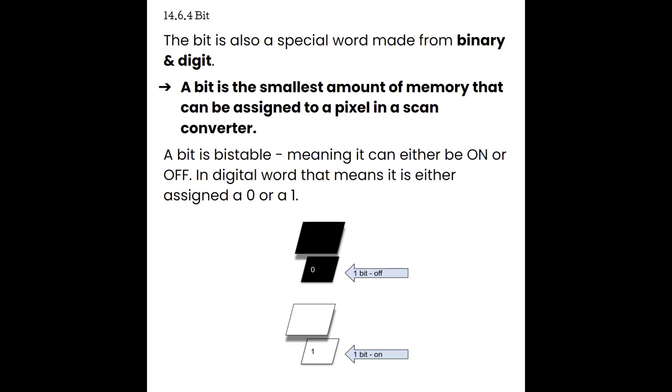The second component of the scan converter is how many bits of memory are assigned to the scan converter or assigned to the memory. Bit is also a special word made from binary and digit, and the bit is the smallest amount of memory that can be assigned to a pixel in a scan converter. So remember, we have all those tiny little squares in our checkerboard, and they're only allowed to be one color. So if we are only assigning one bit of memory, then the only thing that one pixel can be is either on or off, black or white. So that means that it is bistable. The bit is either on or it is off. And in a digital world, it means that it is either assigned a 0 or a 1.